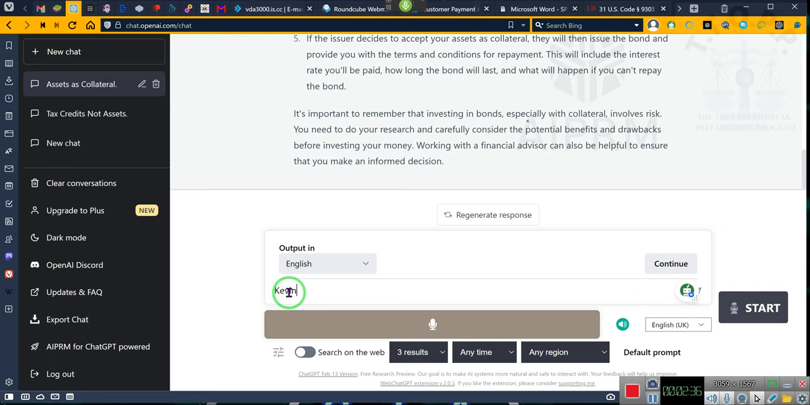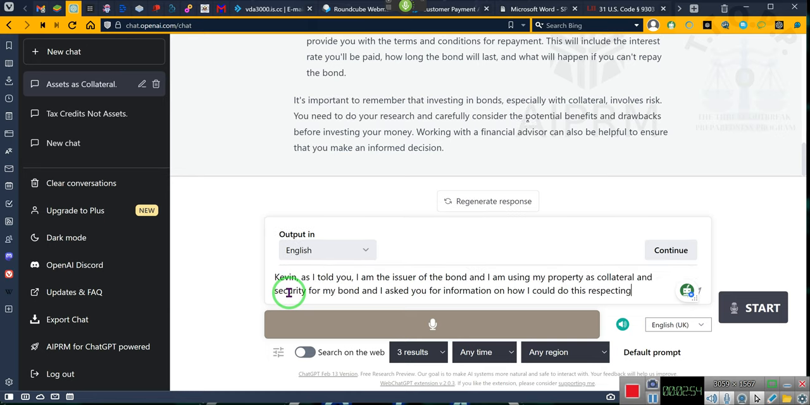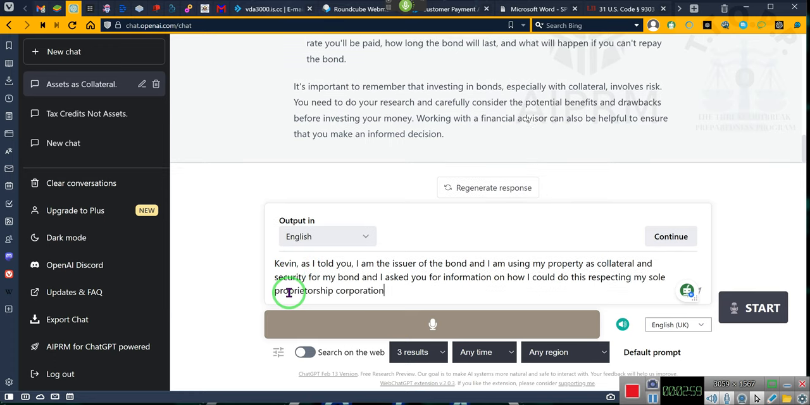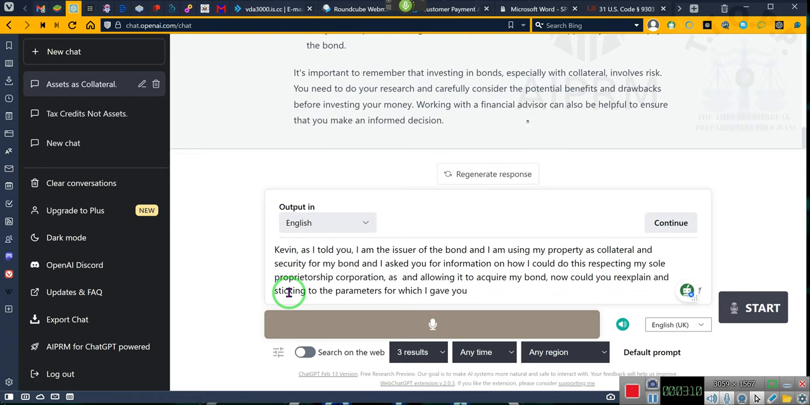Kevin, comma, as I told you, comma, I am the issuer of the bond and I am using my property as collateral and security for my bond. And I asked you for information on how I could do this, respecting my sole proprietorship corporation, comma, as in allowing it to acquire my bond, comma. Now, could you re-explain, sticking to the parameters I gave you, and stop going off script? Exclamation mark, question mark, question mark.